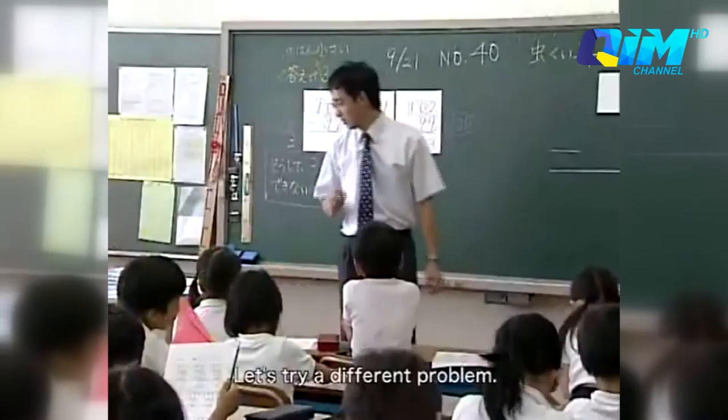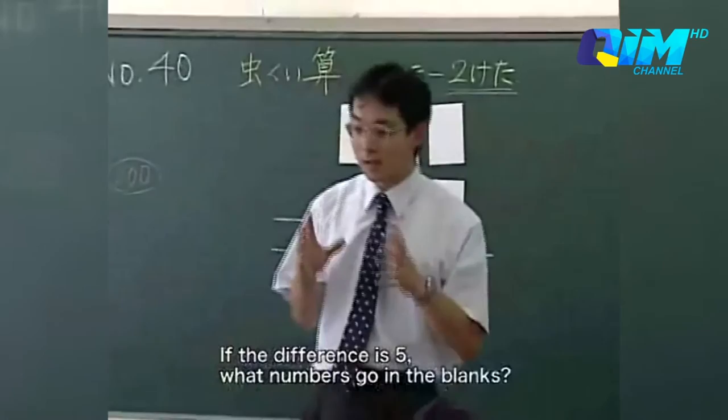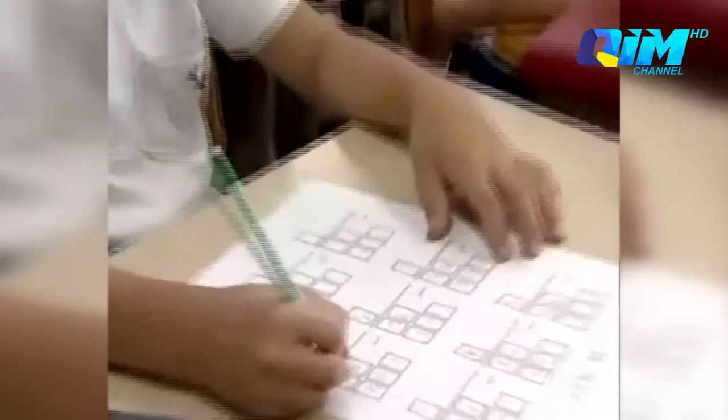ちょっと問題をね、ここで変えてみます。答え5の場合で四角の数考えてみて。 The students start writing their answers right away. 100 minus 95 is the first equation they come up with. It just so happens to be the first equation written on the board.